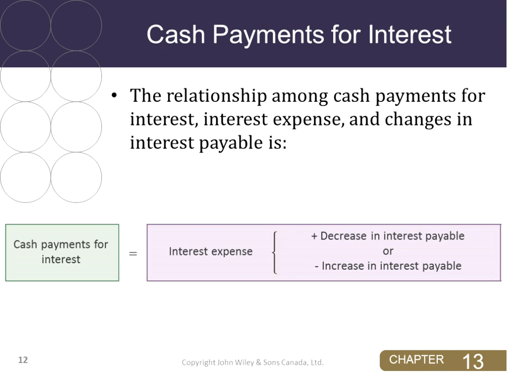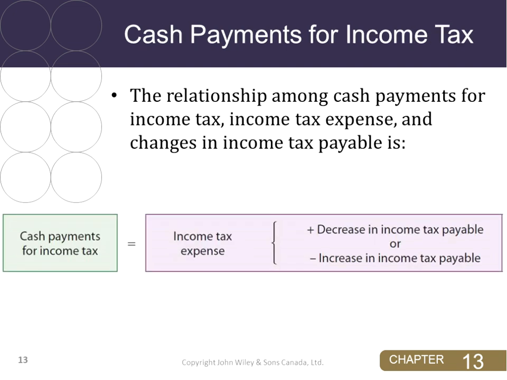Or the other extreme, if we've increased our interest payable, it means that out of the interest expense that we've recognized for this year, not all of it was paid in cash. Some of it is still owing, and so we haven't paid the increase in interest payable out. So we should remove that from our cash payments. And then we have our cash payments for income tax. And the same thing. Our income tax expense, add any decreases in income tax payable, and subtract any increases in income tax payable.